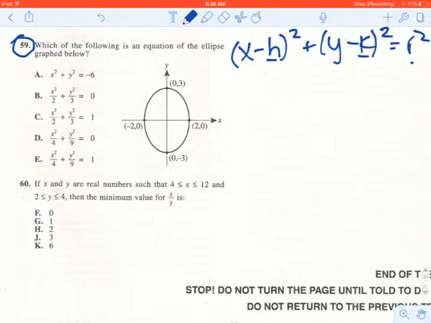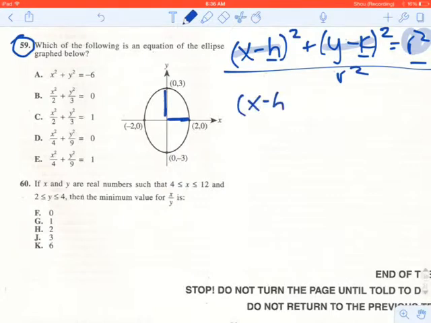Now, an ellipse is interesting because rather than one radius, we have two, right? We've got a certain radius if we go in the x direction, we've got a different radius if we go in the y direction. So we can't use this same radius here for both x and y. We need to split them up. So we divide everything by r squared. So (x minus h) squared, and now we'll put this over r squared, but rather than r squared, because we don't want to have the same radius, we're going to call it a squared.